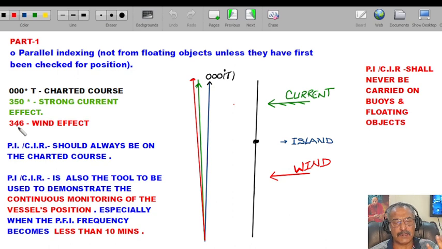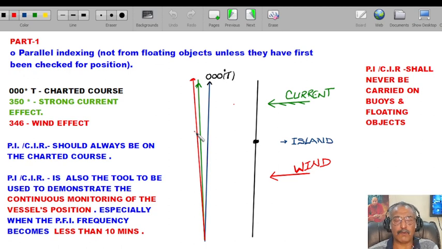So in this case, the PI which you are going to do will always be on the 000 course, not on 350 and not on 346. I know it's a very basic thing, but when I have interviewed, even today, I do a lot of work, I'm on the panel of a lot of companies for navigation and mentoring. When I ask these simple questions, it is not clearly understood.